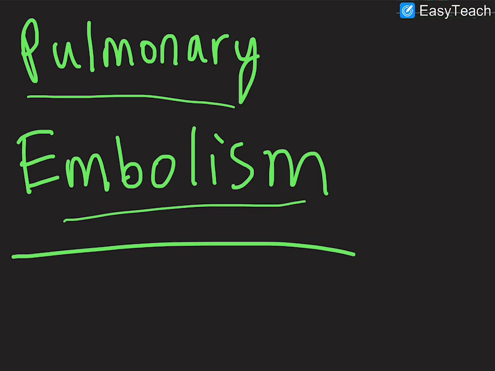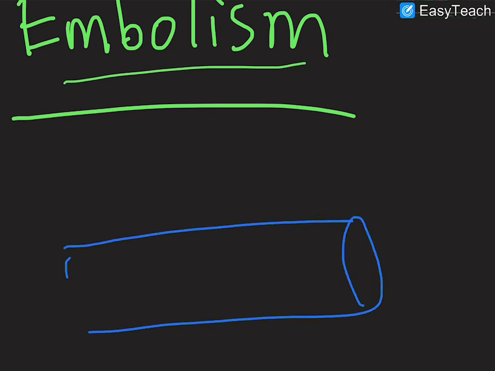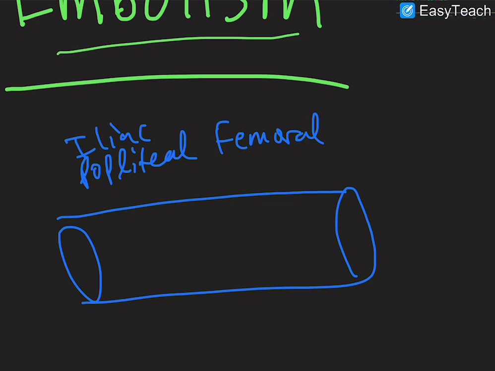So what is a pulmonary embolism? A pulmonary embolism is when a clot breaks off the venous system and lodges in your pulmonary arteries. So let's say we had a vein here. This can be the iliac vein, it could be a popliteal vein, it can be a femoral vein. And what happens is, and we'll talk about reasons why this happens and Virchow's triad and all that, when a clot forms in these veins, it can dislodge and then travel all the way up.